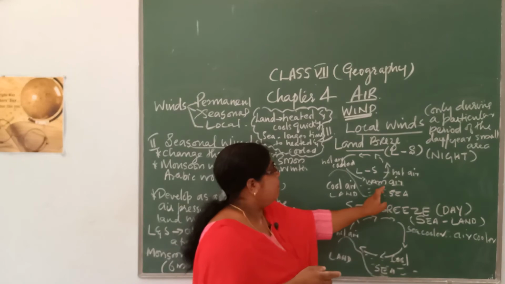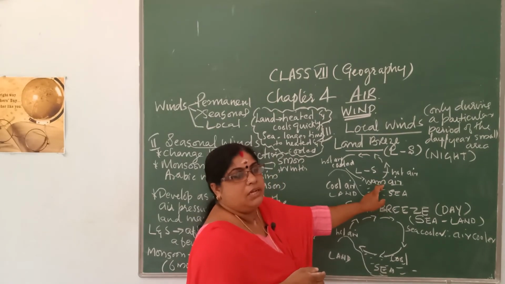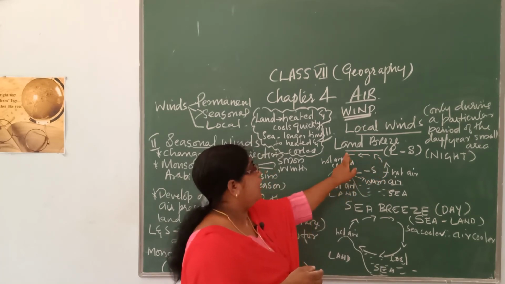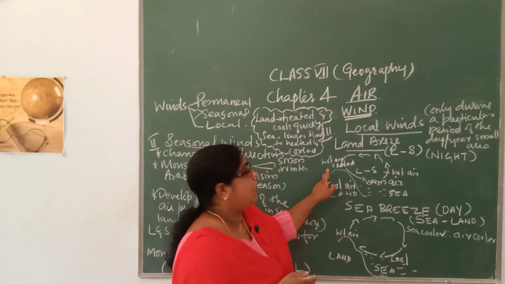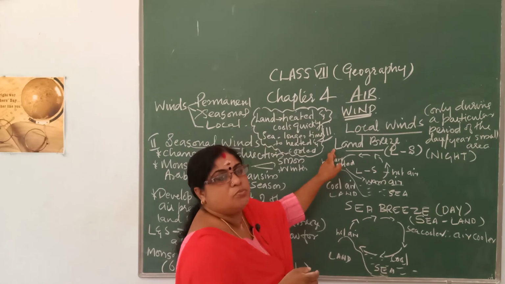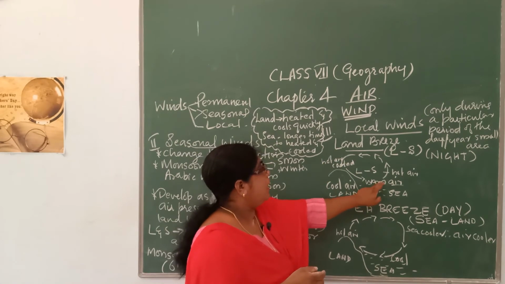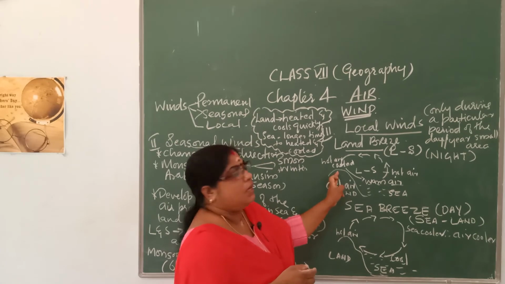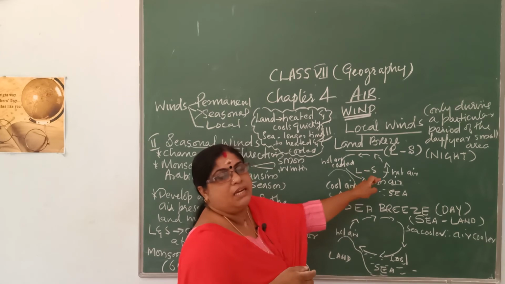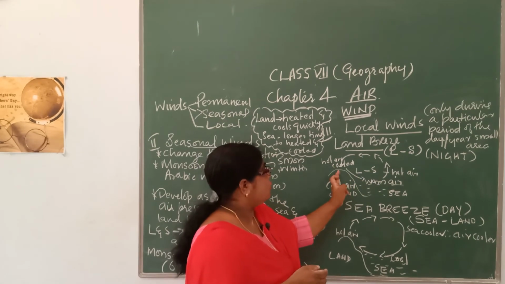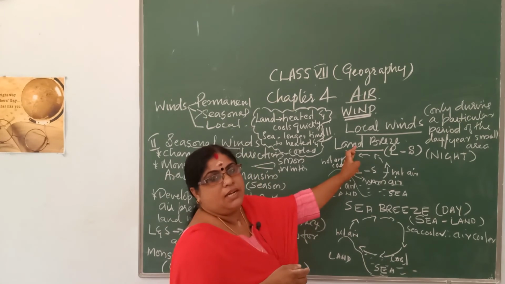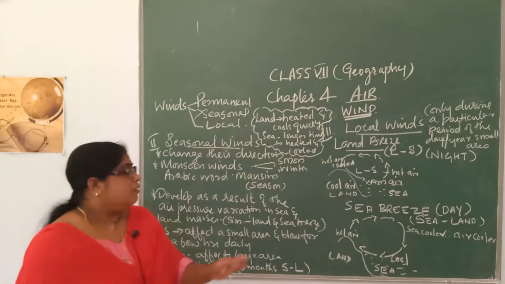Because of the warmth, the air becomes lighter and begins to rise upwards. When warm air rises upwards, cool air from the land moves on towards the area of warm air, where again it becomes cooler. So wind blows from land towards the sea at night. You call it land breeze and sea breeze.